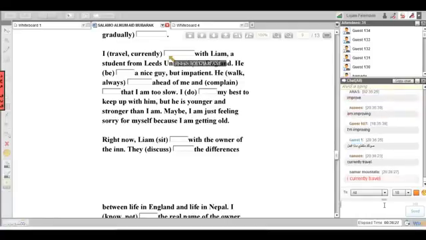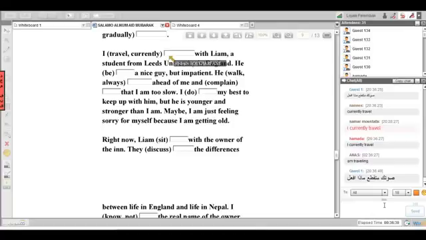Okay. I believe that I improve gradually. Yes, I know we can use learn in present continuous, but in that example, it is just a simple present one. I gradually improve.